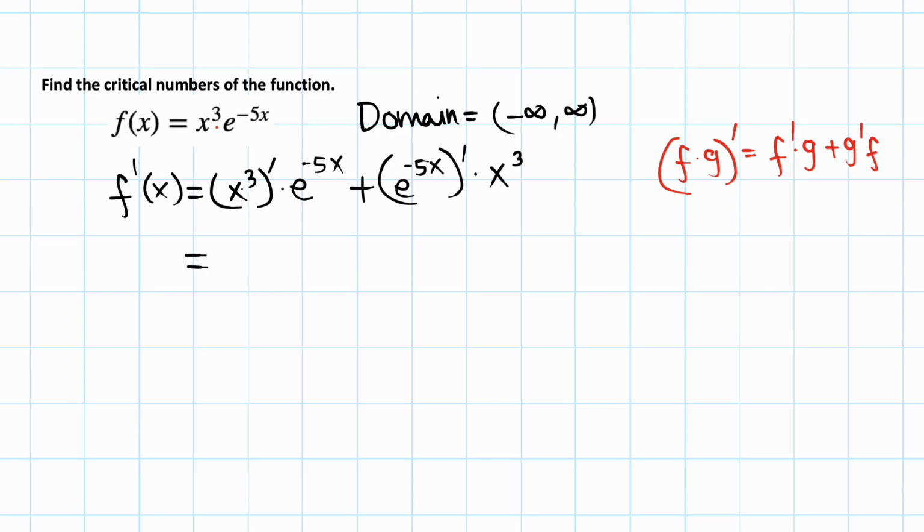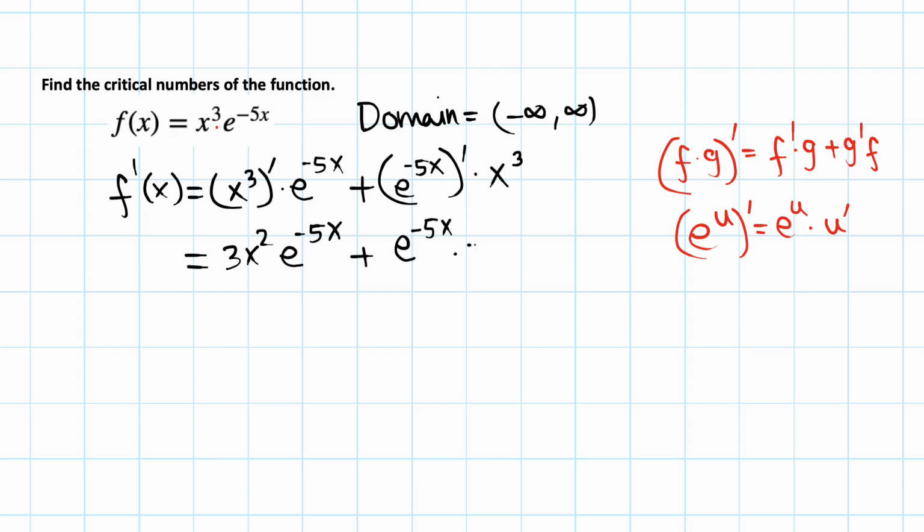Okay, we know this one is easy. X cubed derivative is 3x squared, e to the negative 5x. Here is a little bit more. It's chain rule. E raised to something. We know e raised to something other than x, let's say u. The derivative of e to the u from the chain rule is itself times the derivative of the inside function. In this case, it's itself times the derivative of negative 5x, which is negative 5, times x cubed. Okay, this is the derivative.